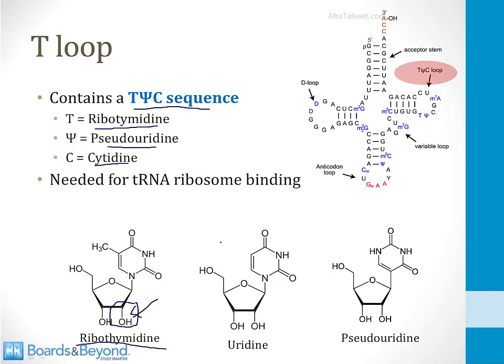The Ψ in the T-Ψ-C sequence stands for pseudouridine. This is the structure of normal uridine in the middle of the screen. Pseudouridine looks a lot like it, but the nitrogen is in the wrong position in the base. Therefore, it's called pseudouridine. And then the C is cytidine as you would normally find it in RNA. So if you look at this cloverleaf at the top right side of the screen, you can see the T-Ψ-C sequence that is always found in the T loop. And this portion of the tRNA cloverleaf is necessary for tRNA to bind appropriately to ribosomes for translation.